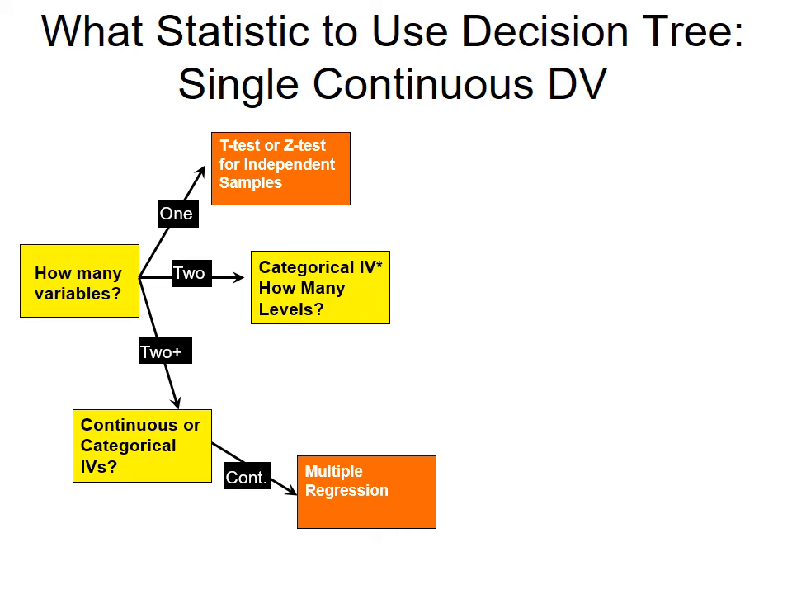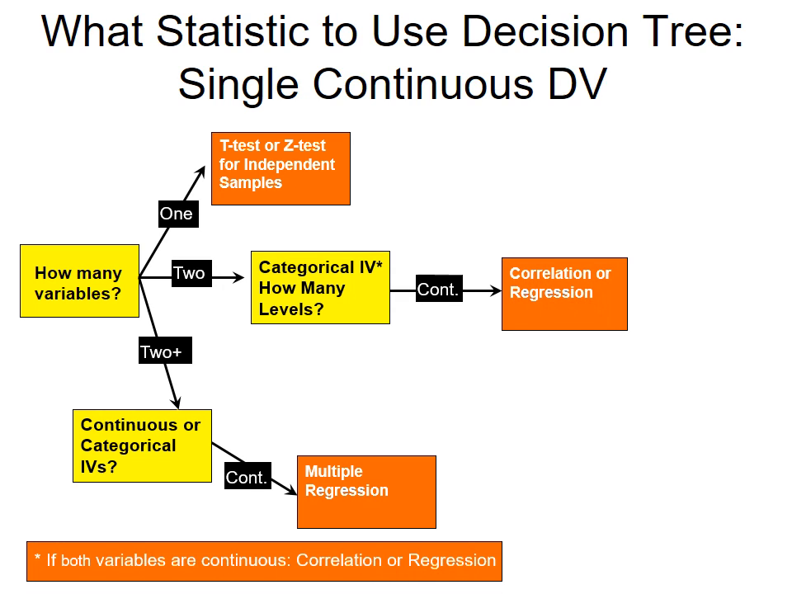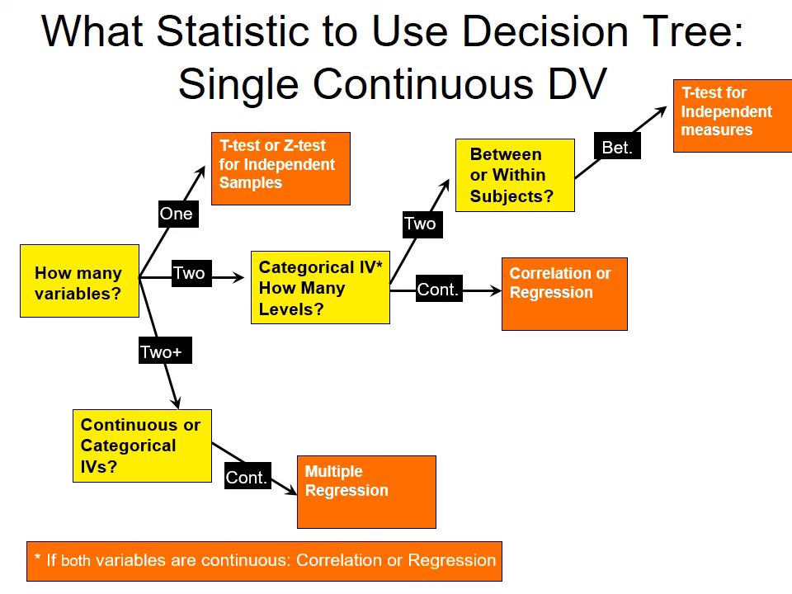If we have two variables, then we ask, is the IV categorical or not? If it's not categorical, we're at correlation or regression. However, assuming that the IV is categorical, we then ask, does it have two levels? Then we're looking at simply the question of between or within subjects, which gets us to between t-test for independent or within t-test for dependent. So once again, if we have two variables, always assuming that the outcome, the DV, is continuous, then if the independent variable is categorical and only has two levels, that means we're using a t-test.